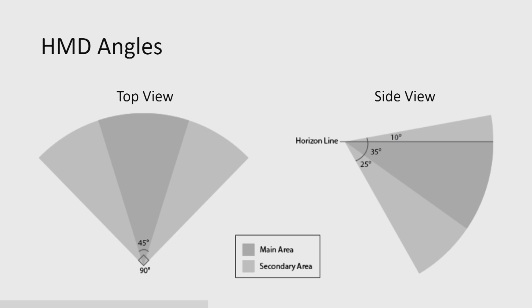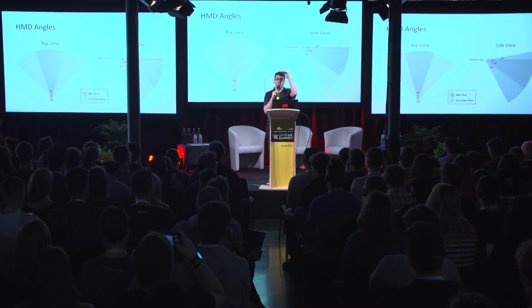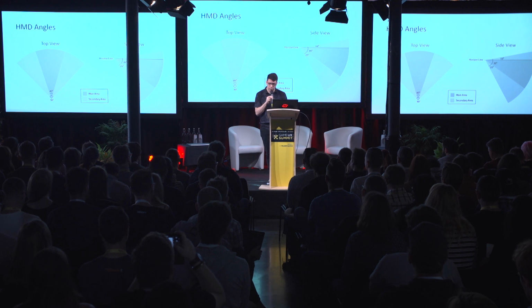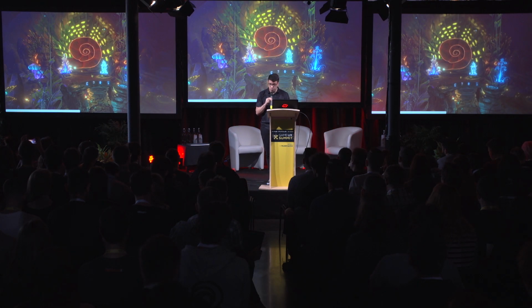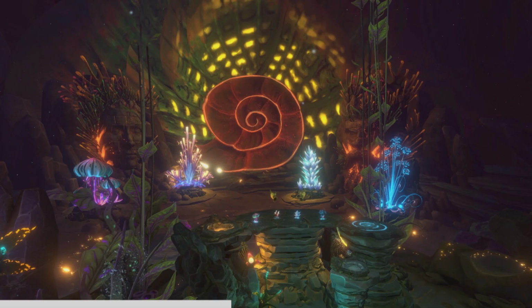These are the angles that we used in the game based on Mike Auger's work. 45 degrees in front, and from height view, the angle you turn your head, 10 degrees up and up to, I think, 60 degrees down. So we built the environment around the player, but this is the environment in the game.